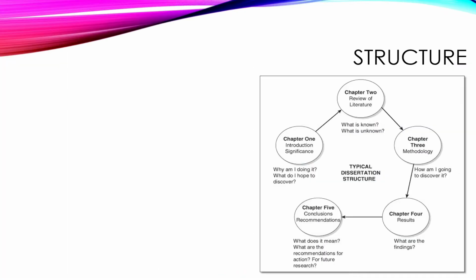Let's take a quick look at the structure. So, chapter 1 is your introduction and the importance or significance of your research. Why am I doing it? What do I hope to discover? Chapter 2, review of the literature which is already known. So, what's known and what's unknown, which is the conceptual framework.